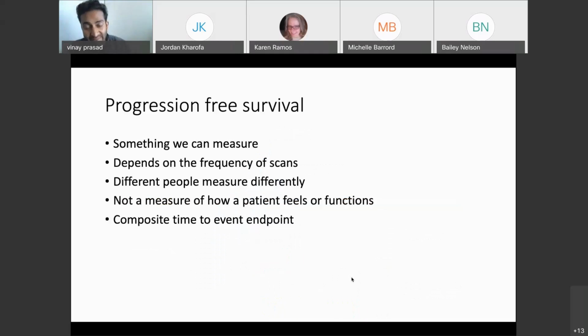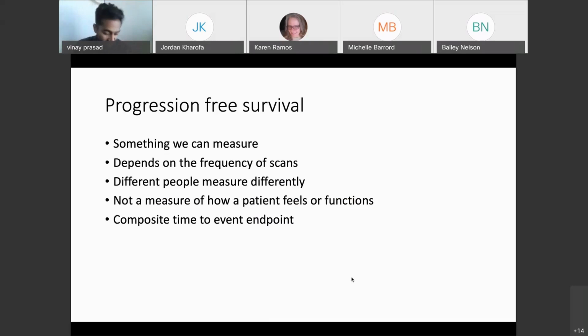So I summarized to Mr. Jones, PFS, it's something we can measure. It depends on how often I scan you. I didn't show you this, but if I scan you more frequently than less frequently, the bins of the stair step of the PFS shape will change, and it may or may not cross significance. So it depends on the frequency of scans. Different people measure it differently.